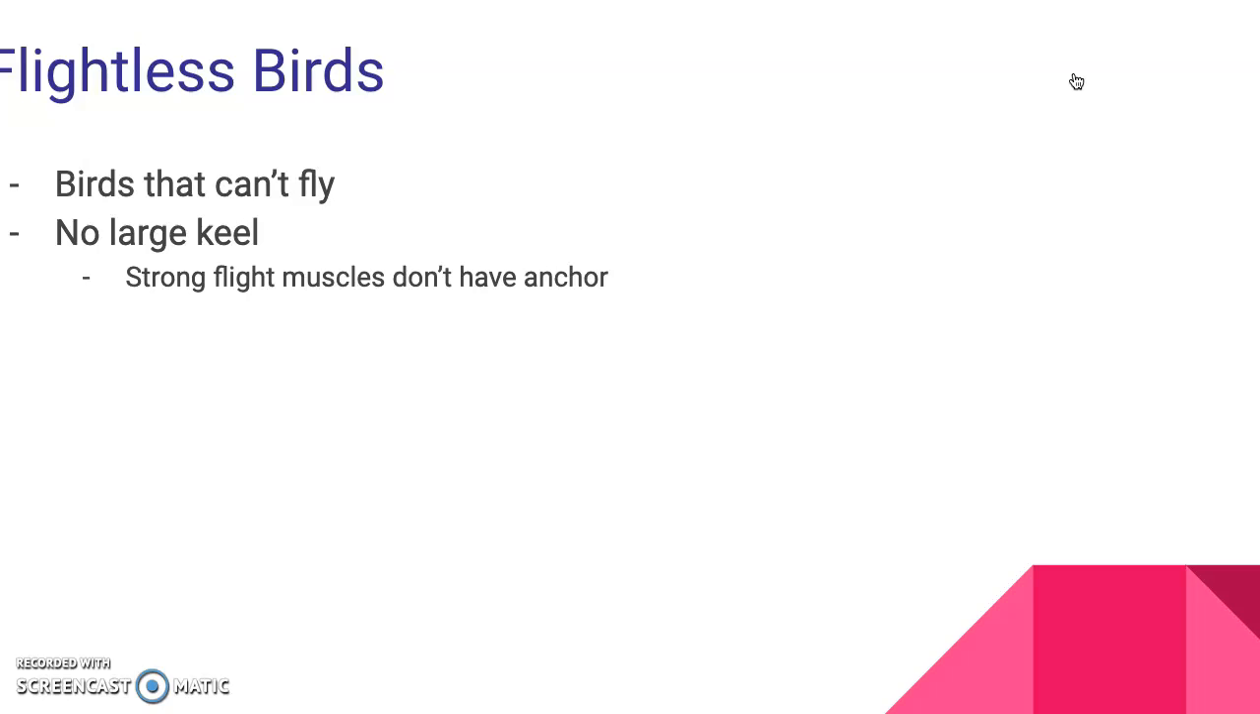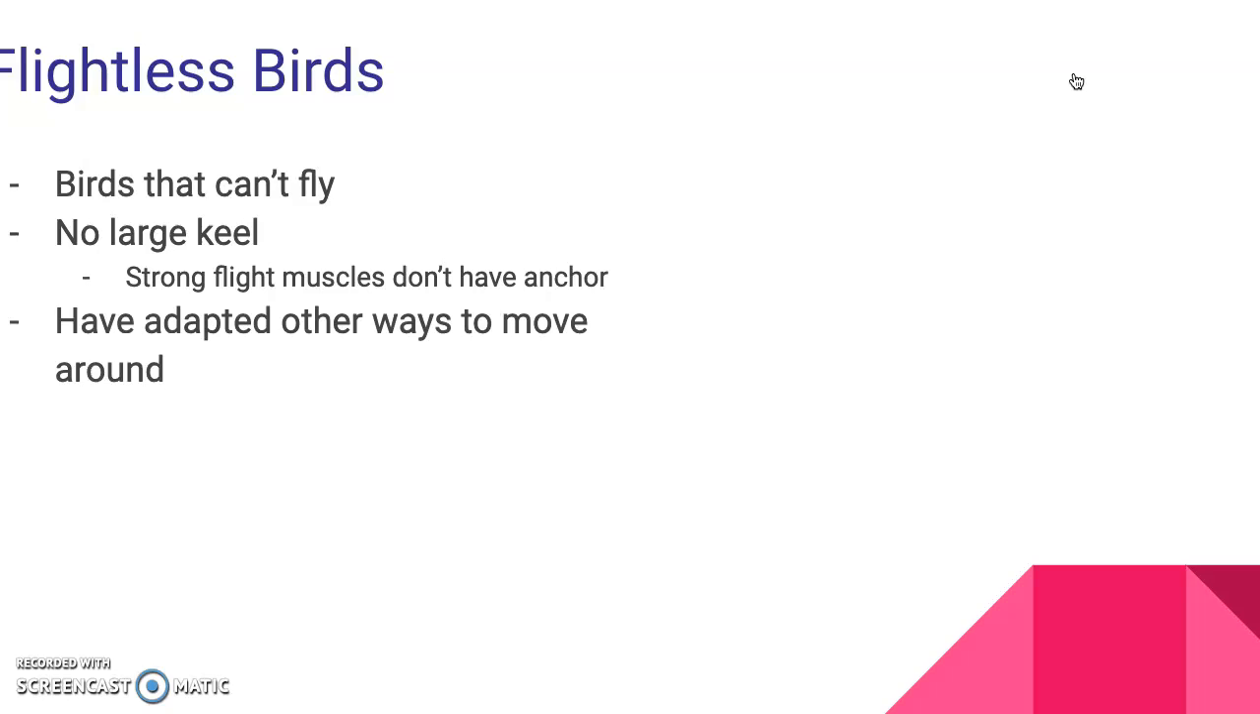So first topic is flightless birds. Obviously, that is birds that cannot fly. So all birds have wings, but not all birds can fly. This is mainly due to the fact that they do not have a large keel. And if you remember from the last slideshow, the keel is a large breastbone that holds the muscles together. And so if they don't have a large keel, their strong flight muscles don't have an anchor to hold themselves together, and so they can't fly.